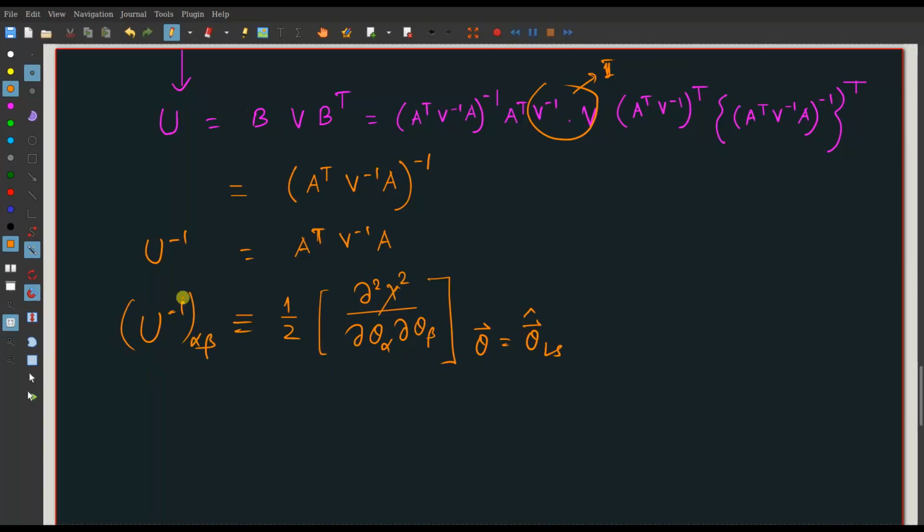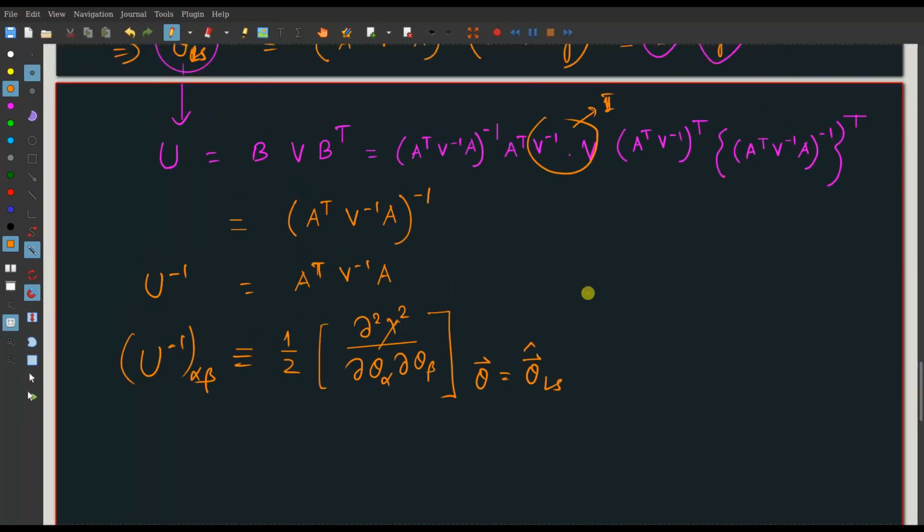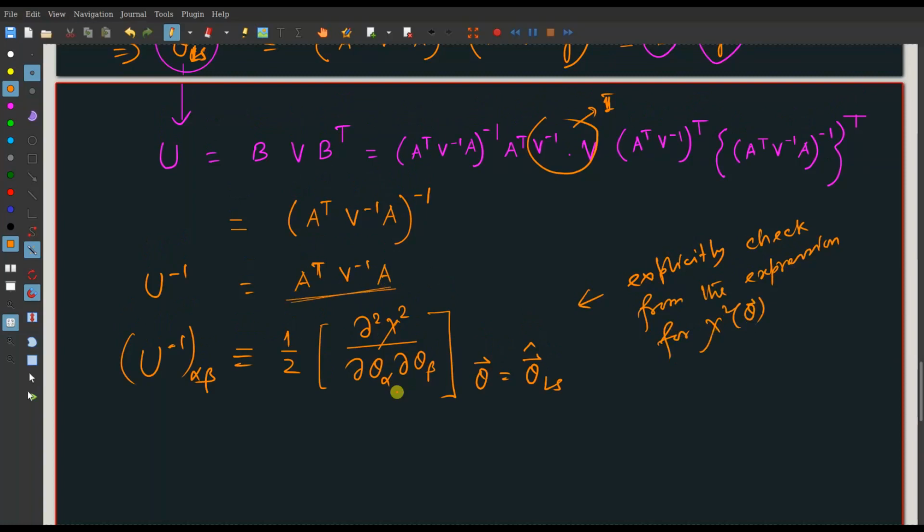Okay. So this U inverse alpha beta equals half del 2 chi square. So you can explicitly check from the expression for chi square theta. Okay. So if you do this explicitly, then you will see that this is precisely equal to this. Okay, once you do everything correctly.